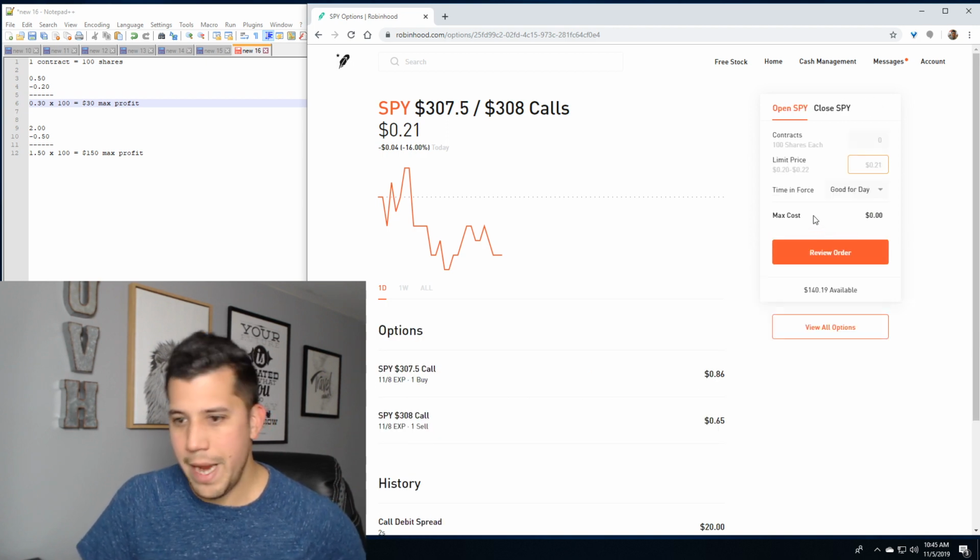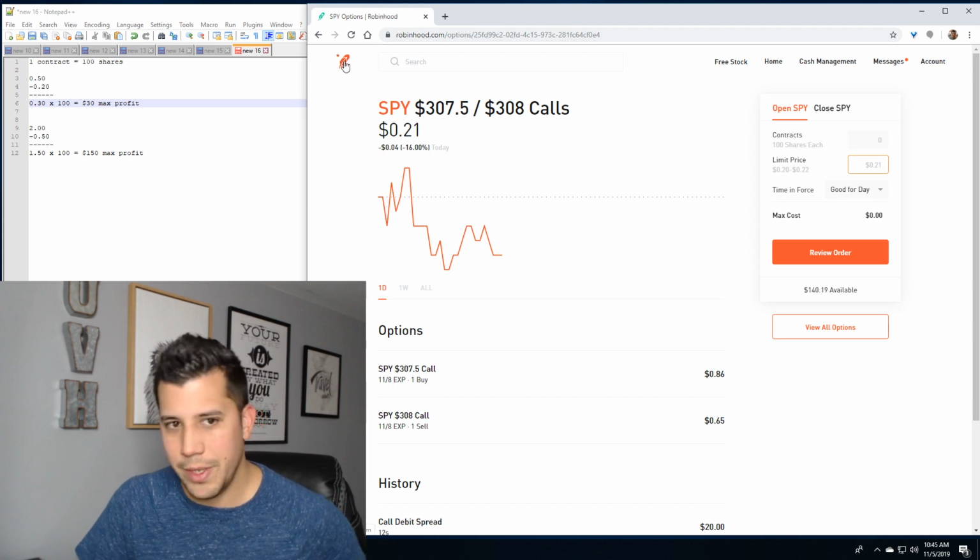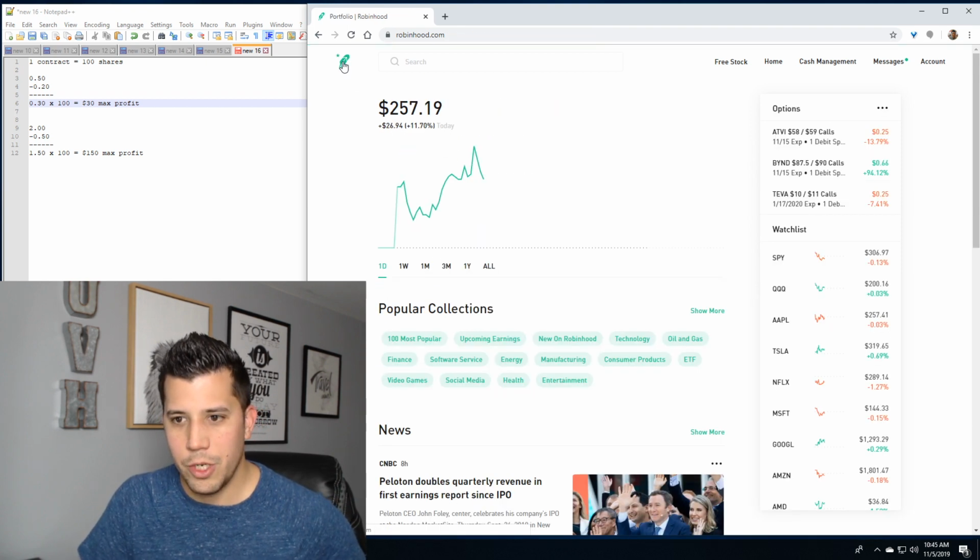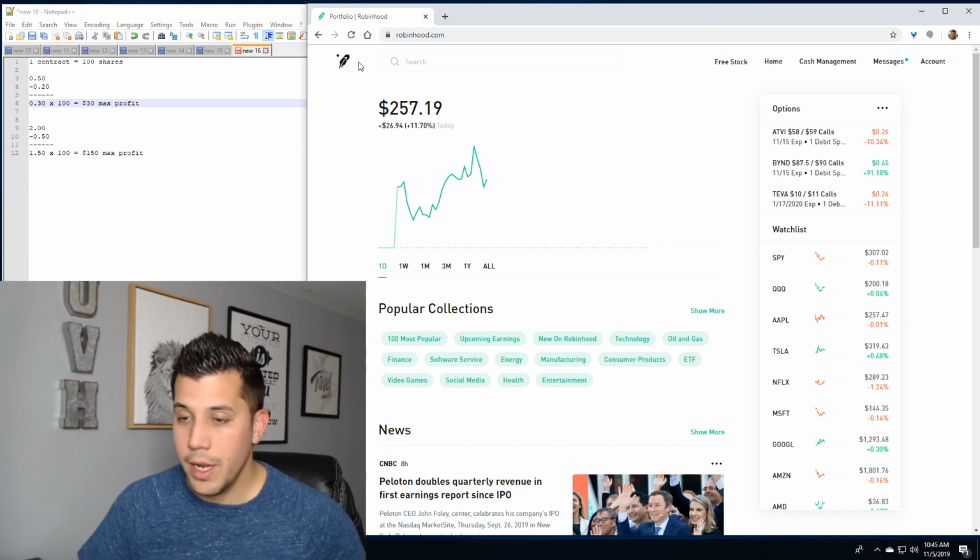Obviously you'd want to make money on this trade, but for example's purposes, we lost $2. I just wanted to show you that you can open and close that trade, how to do it, and why you would put this trade on.